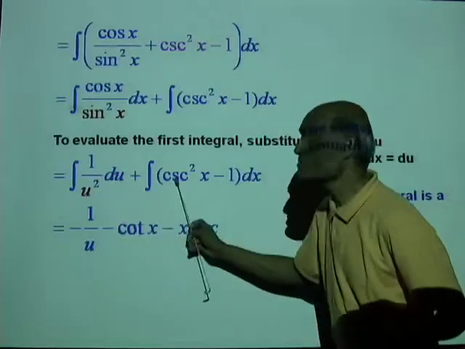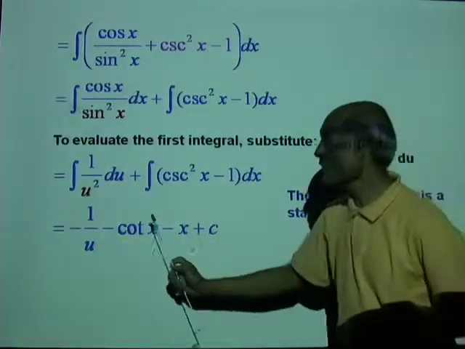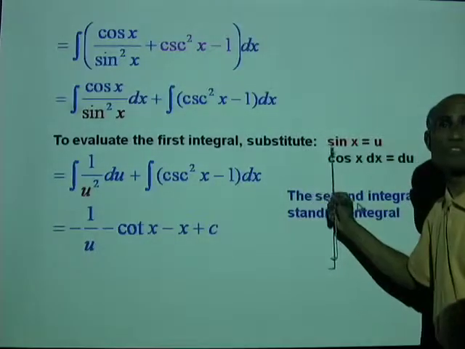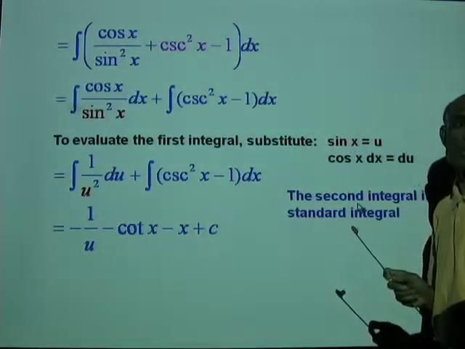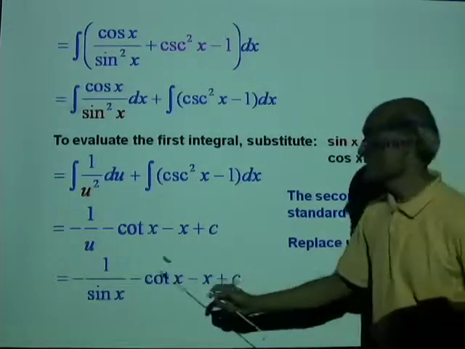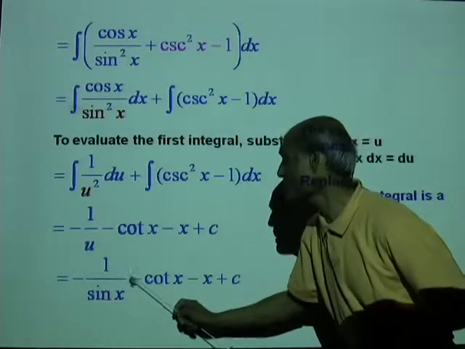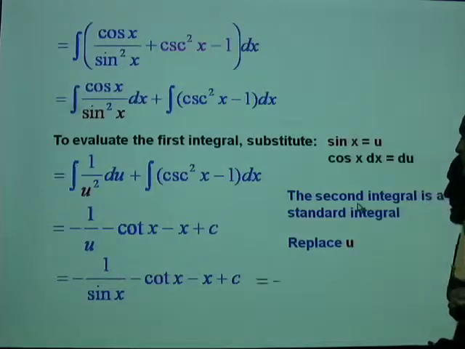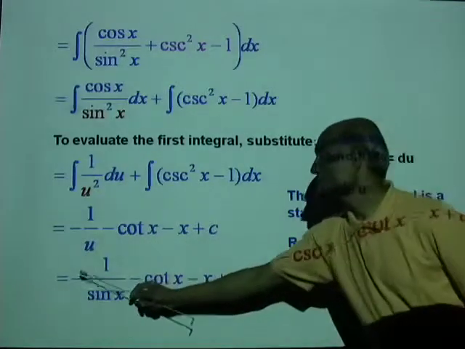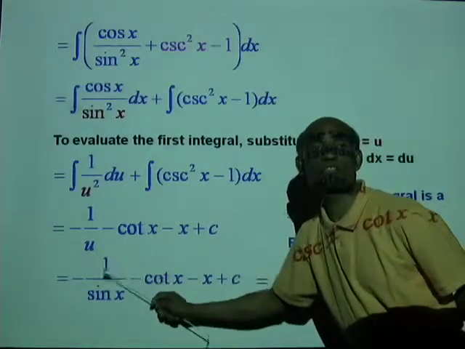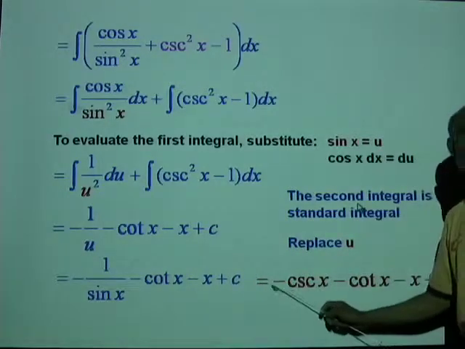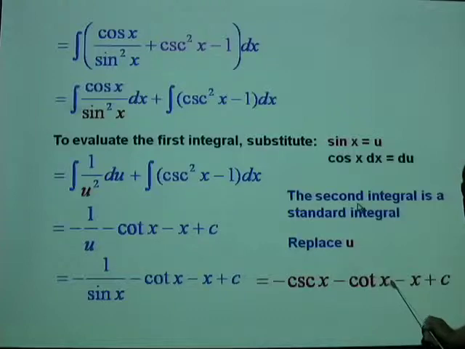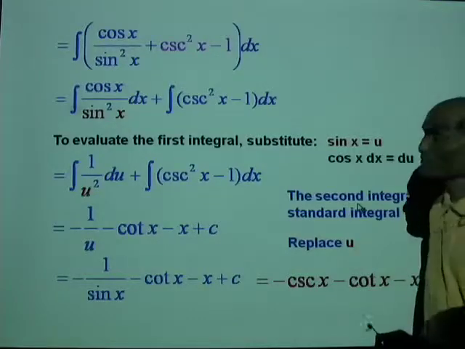So we integrated all these, and what we need to do now is replace this u with its original quantity. So that will be negative 1 over sine x minus cot x minus x plus c, or negative 1 over sine x is cosecant x. So the result is negative cosecant x minus cot x minus x plus c.